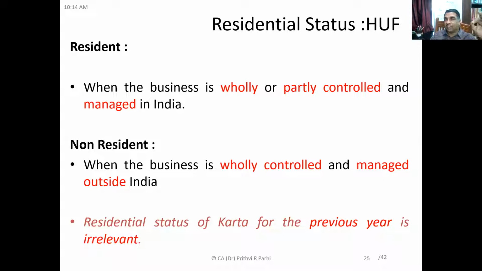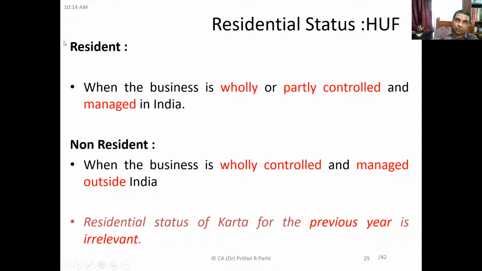To know whether an HUF is a resident or not, the residential status of Karta is different. Karta may be a non-resident, may be resident but ordinary resident, or resident but not ordinary resident. That doesn't matter at this stage, to know whether the HUF is resident or not. But the residential status of Karta will be relevant for further classifying the HUF's residential status.